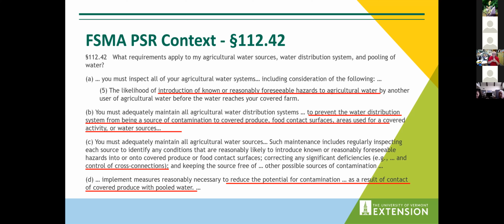And the last one there, implement measures reasonably necessary to reduce potential contamination as a result of contact with covered produce with pooled water. And in this case, we're talking about, again, irrigation.